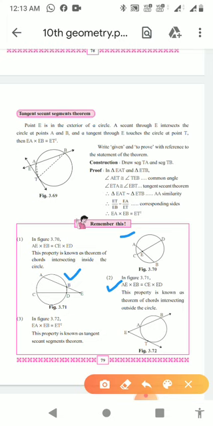Now we will see the third theorem, that is the tangent secant segment theorem. According to this theorem, a diagram is given here, EA into EB equal to ET square. This property is particularly known as the tangent secant segment theorem, isn't it? So this is also most important. EA into EB is equal to ET square. In this way you can use these theorems to solve the problems based on them.